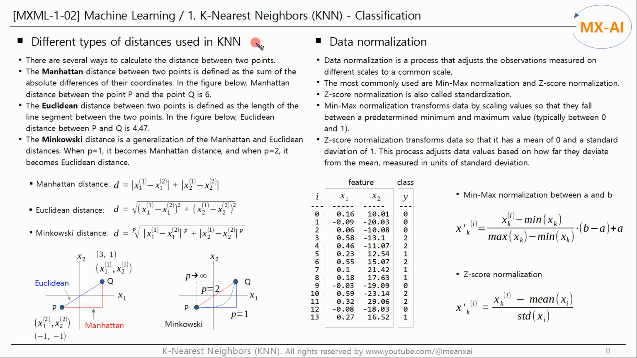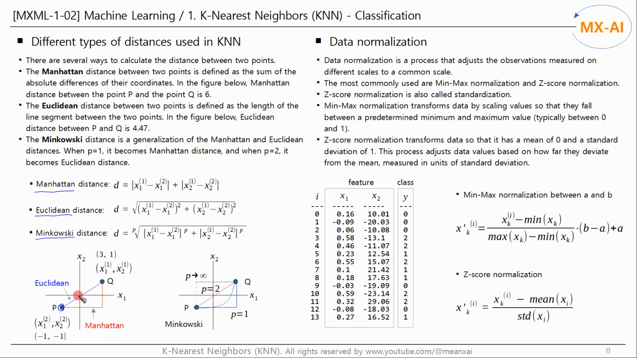Now let's look at the different types of distances used in KNN. There are several ways to measure the distance between 2 points. 3 typical distance measures are Manhattan distance, Euclidean distance, and Minkowski distance. Let's look at the figure below.